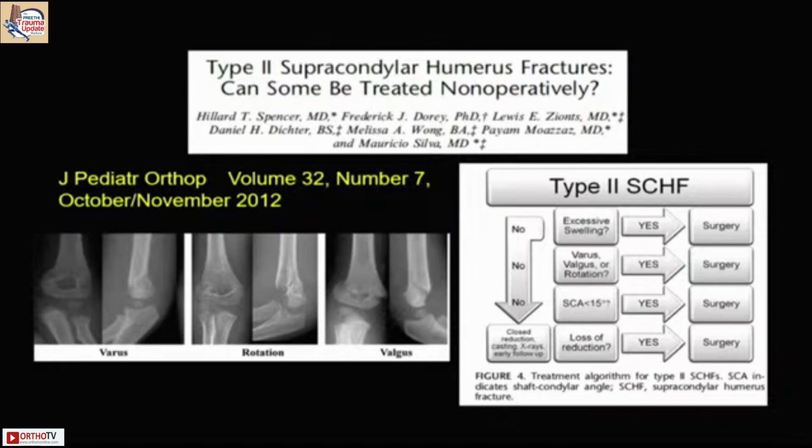Second is if there is any varus valgus or rotation involved. And then comes the shaft condylar angle. So, Dr. Vidyasagar told you the shaft condylar angle is around 40-45 degrees normally. But if it reduces to less than 15 degrees, then you have to. As I have shown one case where initially the reduction was good and then you are having loss of reduction. So, all these cases have to be pinned.